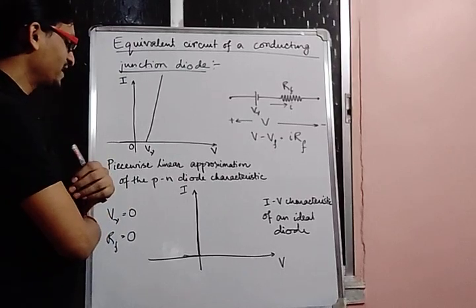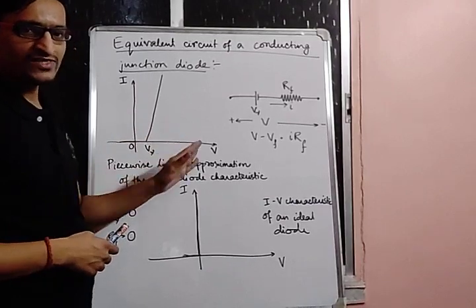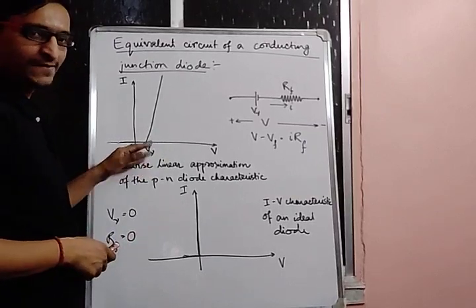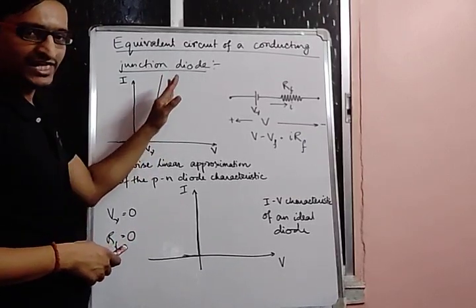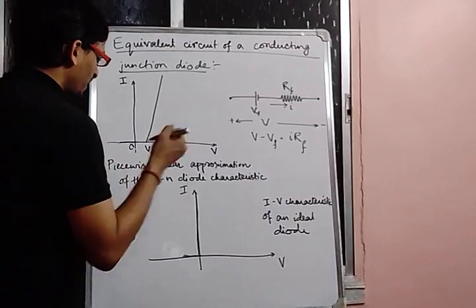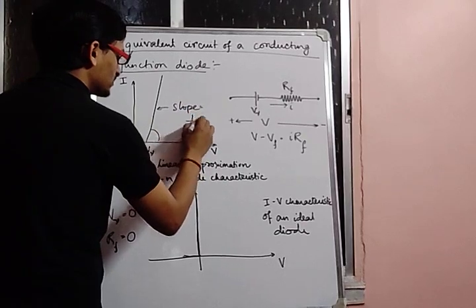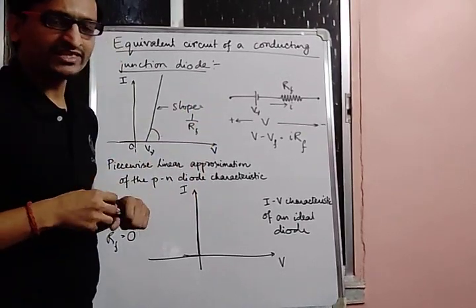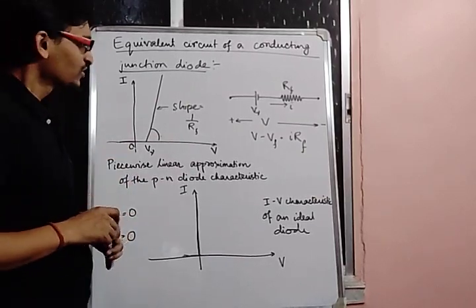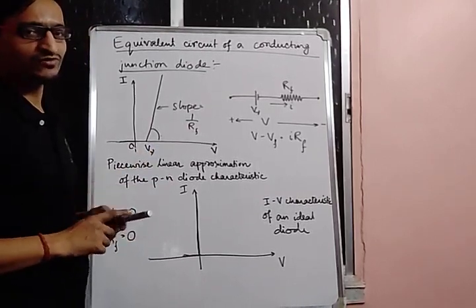So what we can do is approximate the characteristic of the diode for a forward bias voltage greater than the cut-in voltage by a straight line, having slope 1 by RF. This slope is 1 by RF, where RF is basically the forward resistance of the diode, or the diode forward resistance.